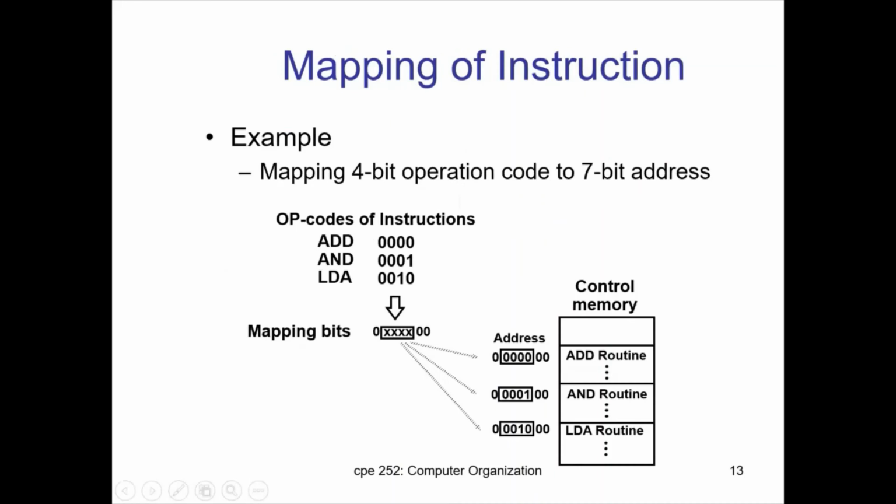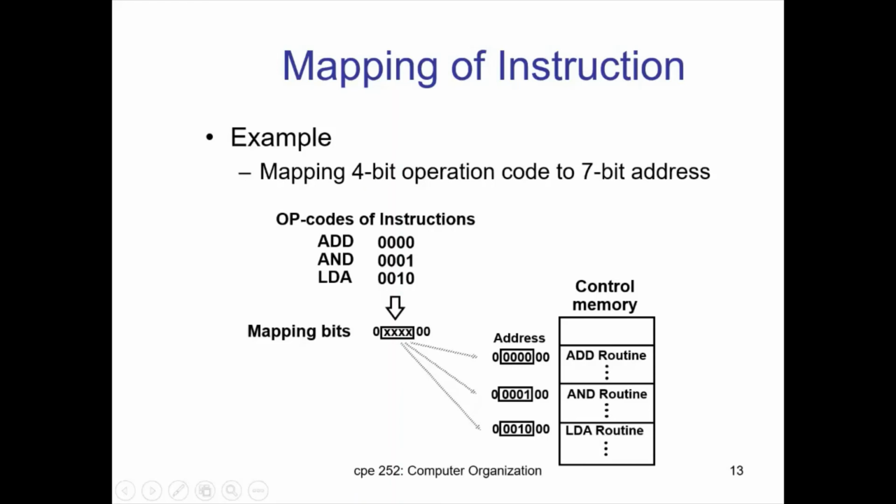You can see in this example, mapping a 4-bit operation code to a 7-bit address. So we have 7-bit addresses 2, 4, 6, 7. The first address is add, and the second address is and, and load. Based upon add, it is 0000. The center bit you can initiate, 0 is a mapping bit, which starts from the second bit to the right and left. So the computer will understand 0000 is add.